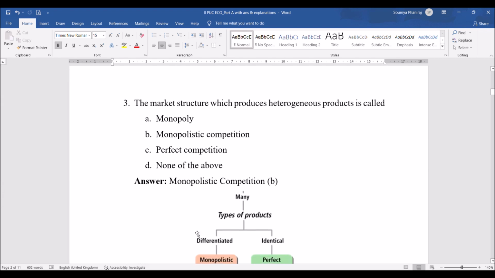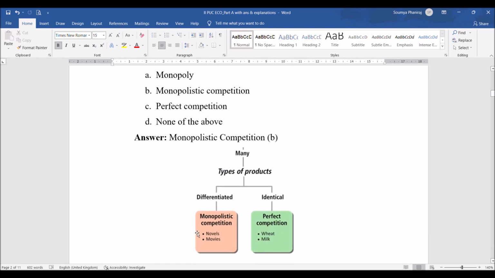The next question is, the market structure which produces heterogeneous products is called what? Monopoly, monopolistic competition, perfect competition, none of the above. The answer is monopolistic competition. So here again, as an explanation, I have given you the meaning of monopolistic competition and perfect competition as a comparison. So novels and movies are examples of monopolistic competition. They are heterogeneous in nature.